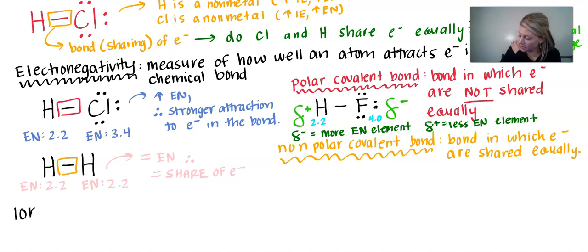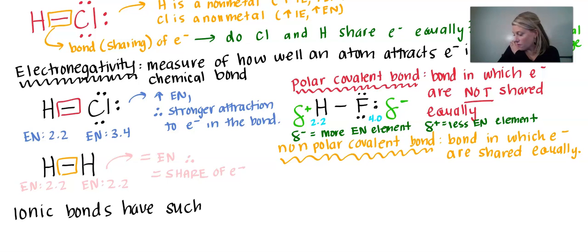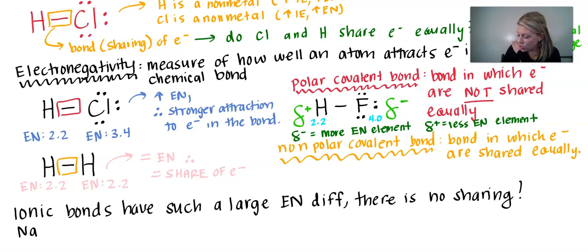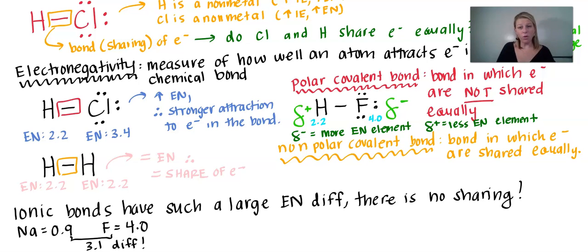So ionic bonds have such a large electronegativity difference, there is no sharing. Okay, so there is no sharing. So if we think of something like Na, which has a 0.9 electronegativity, and F, which has an electronegativity of 4.0, notice that my electronegativity difference here is 3.1. Okay, and that's huge. And therefore, sodium, instead of sharing, just gives away its electron.